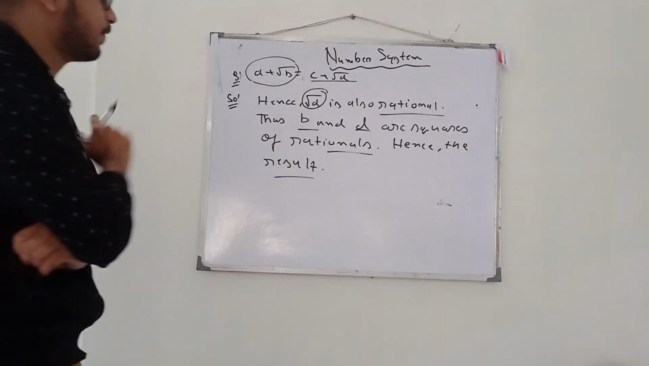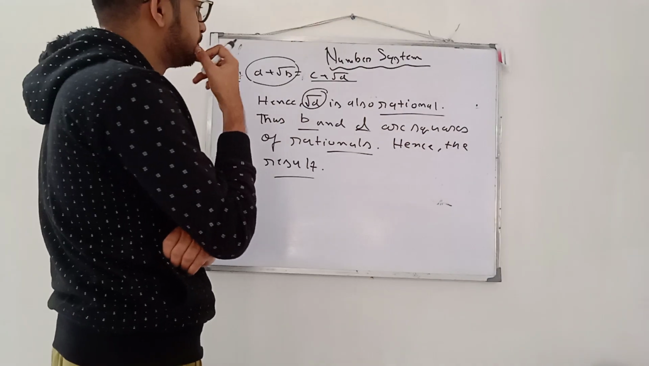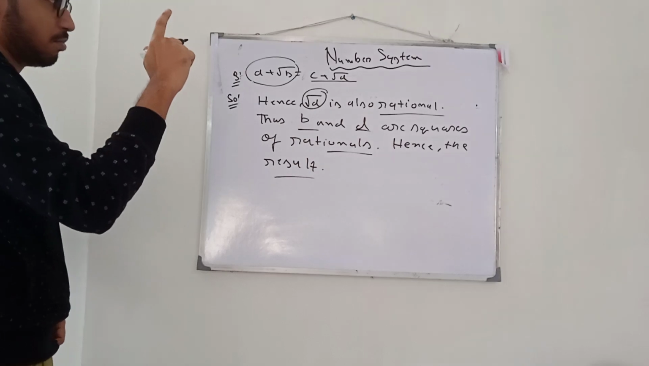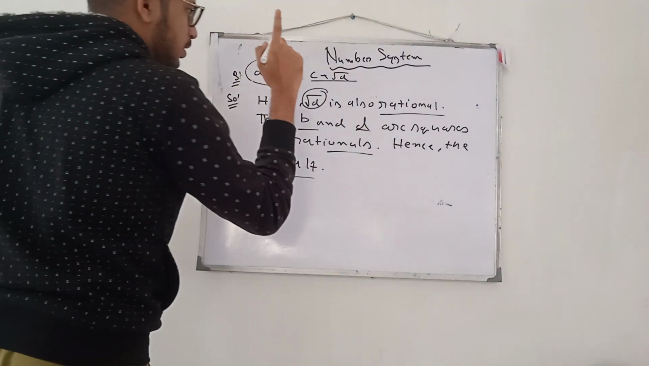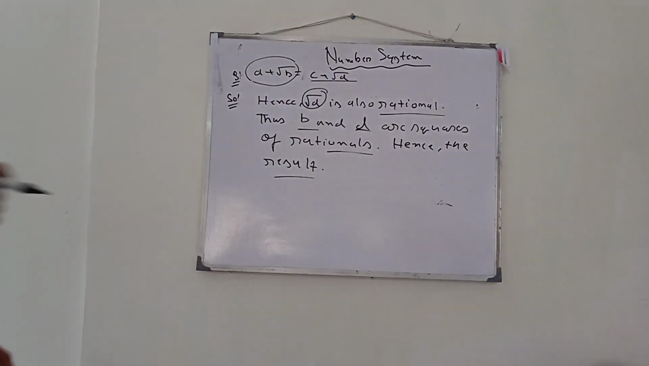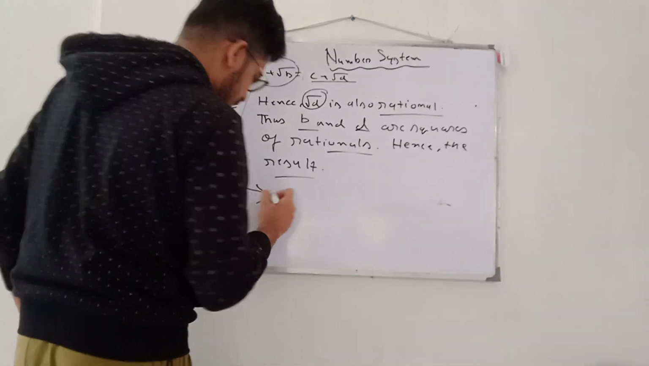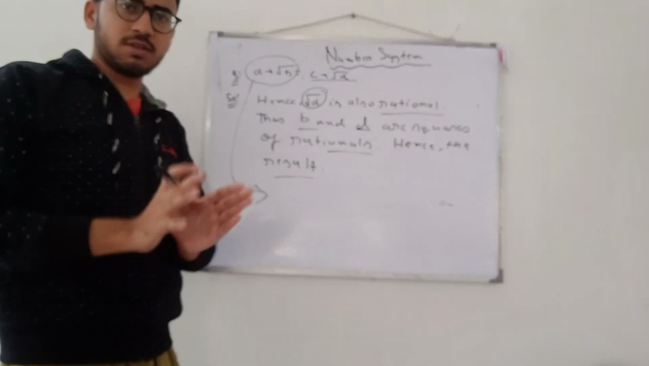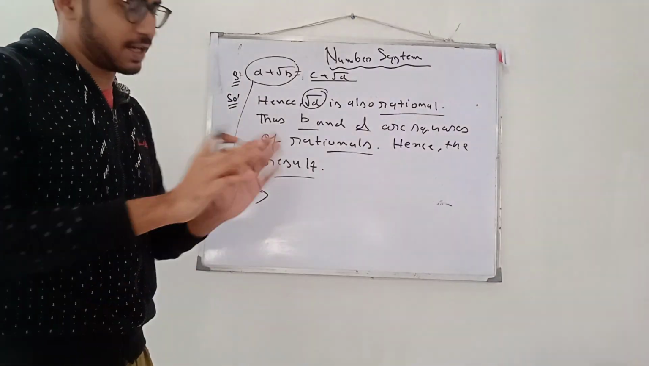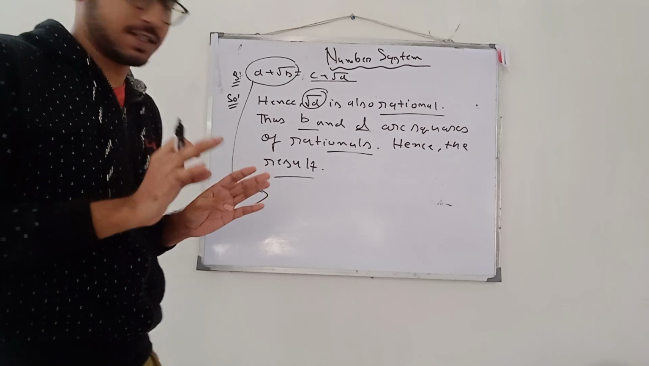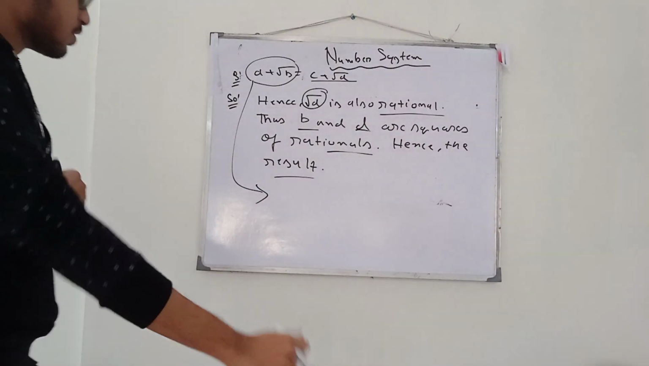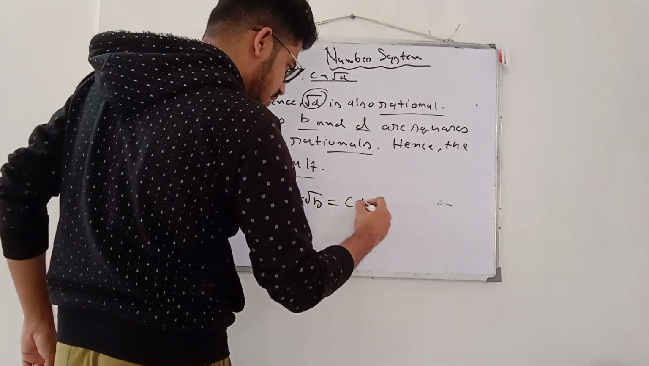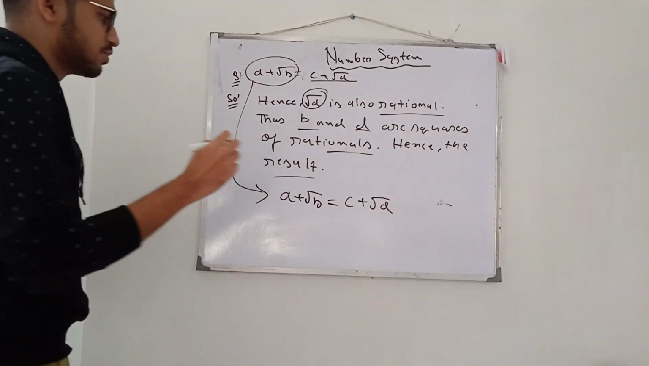Okay, what if, suppose we square root d? Suppose we square root d, okay? We are taking this value. I don't know whether this is correct or wrong. I am just trying. If anything is wrong, then please let me know. Okay, I will definitely correct it. So now a plus root b is equal to c plus root d.